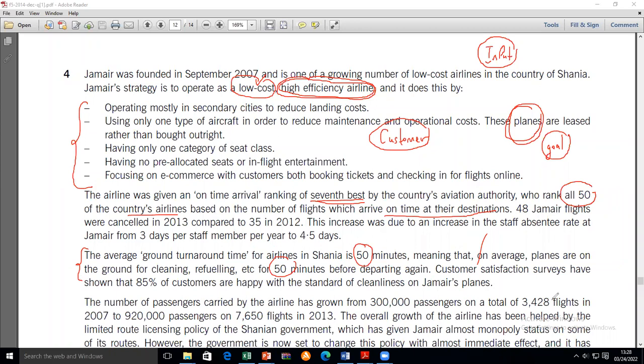Look at another one. Customer satisfaction surveys have shown 85% of customers are happy with the standard of cleanness. 85%, so 15% are not happy. So what is one goal that we can set ourselves? Relating to what? Cleanness. We need to improve on our cleaning. Now that is the cleaning process. So cleaning is one of the internal processes that we have.